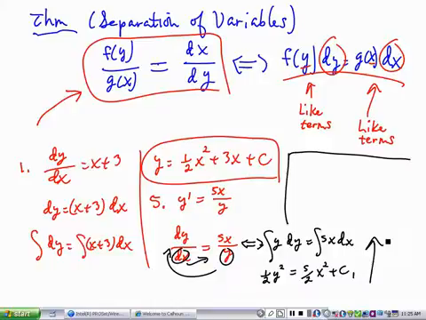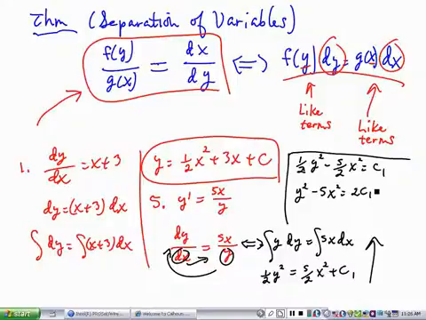So let's subtract 5/2 x squared on both sides. So we have 1/2 y squared minus 5/2 x squared is equal to c sub 1. Multiply everything by the 2. We end up with y squared minus 5 times x squared is equal to 2 times c sub 1. But c sub 1 is a constant, and 2 times a constant is still a constant. So our answer is y squared minus 5x squared is equal to c, where c is equal to 2 times c sub 1.